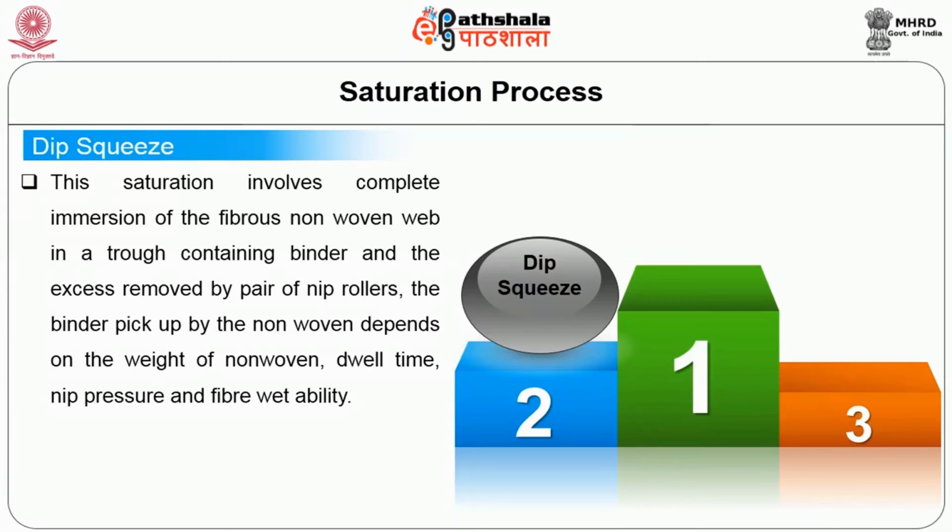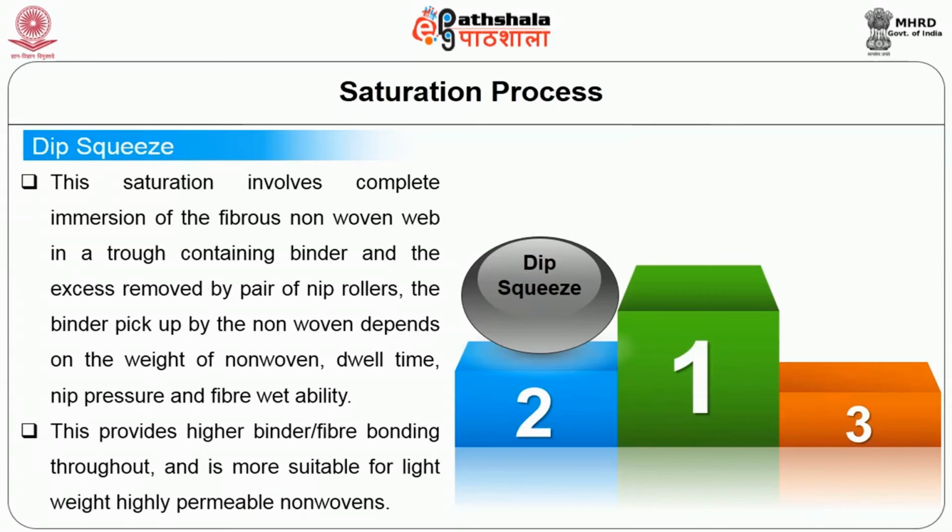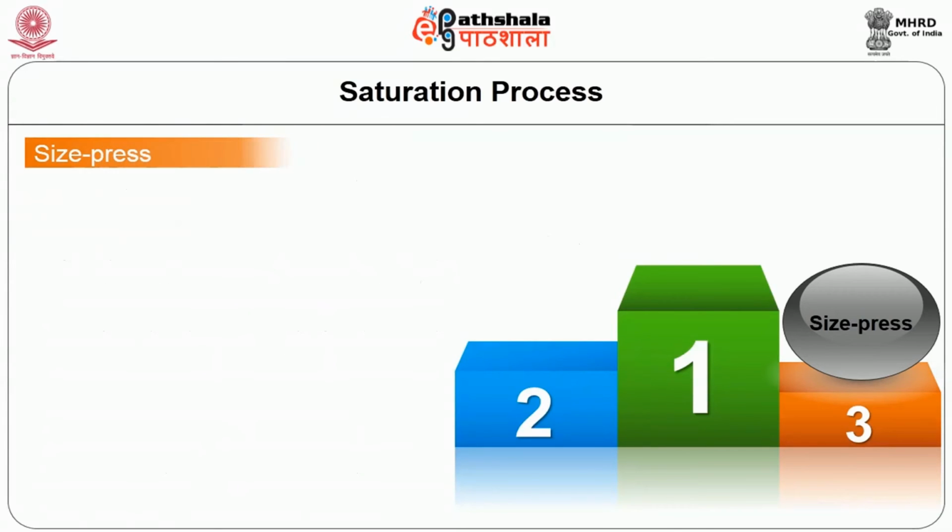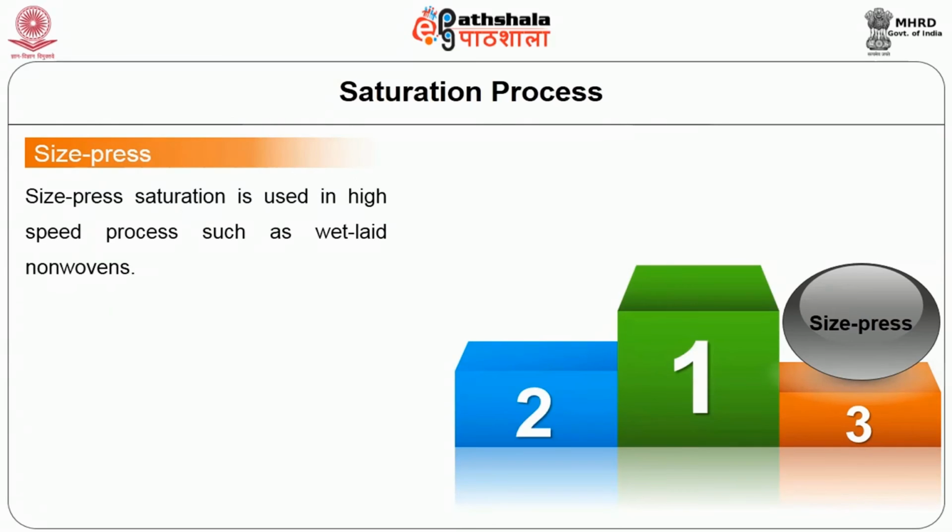The binder pickup by the non-woven depends on the weight of non-woven, the dwell time, the nip pressure, and fiber wettability. This method provides higher binder to fiber bonding throughout and is more suitable for lightweight, highly permeable non-wovens. Size press saturation is used in high-speed process such as wet laid non-wovens.